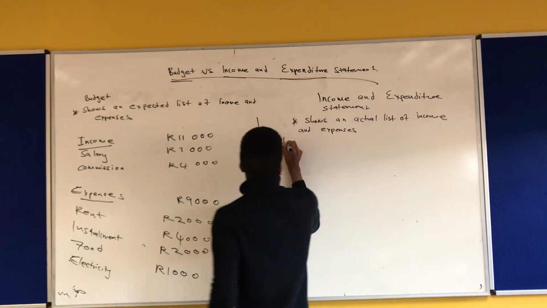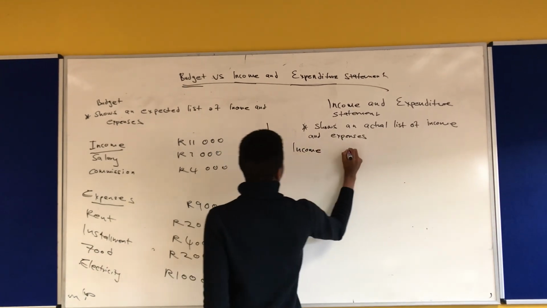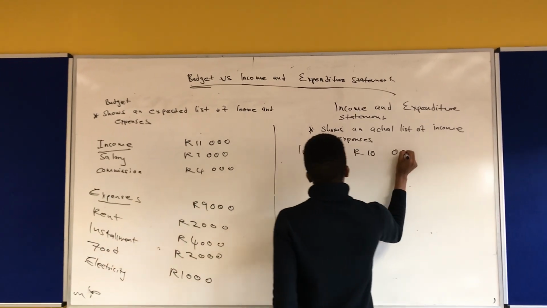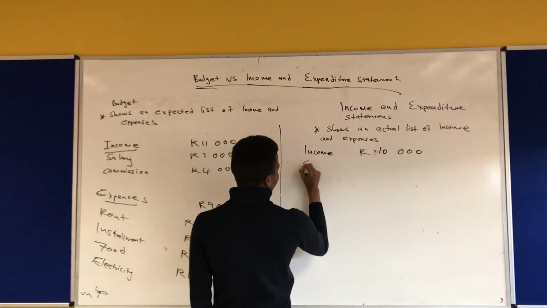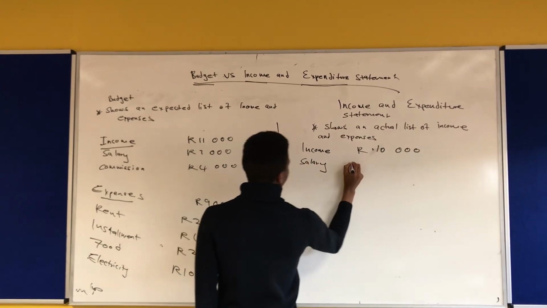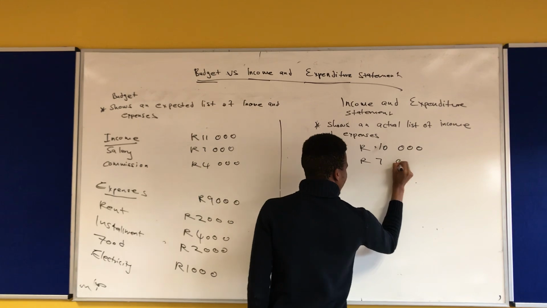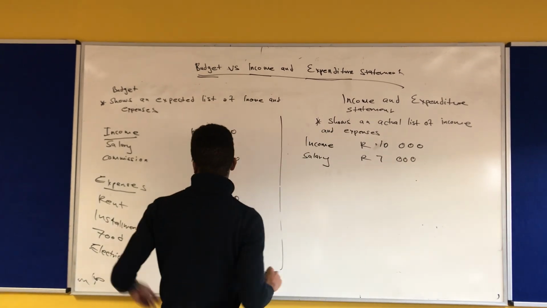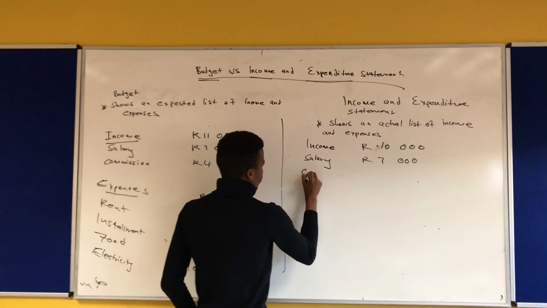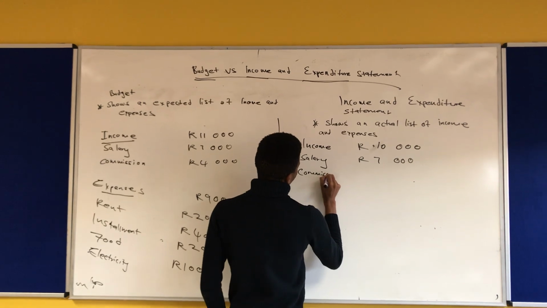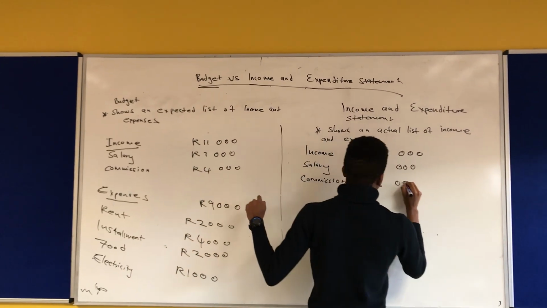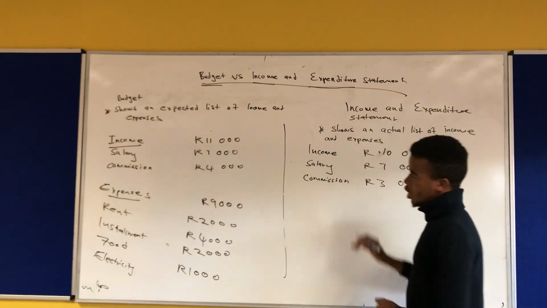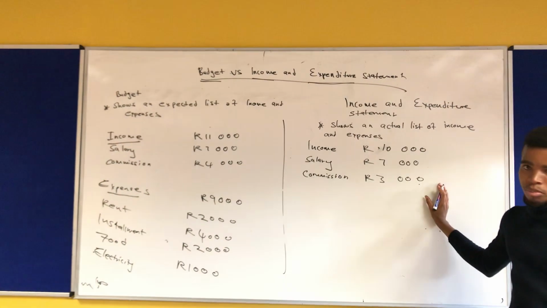So income here is 10,000. Let me explain to you what is going on here. This person said my salary will be 7,000, and yes, their salary was 7,000, but they said they will receive a commission of 4,000, and they received 3,000. So that's how their 10,000 was shaped.